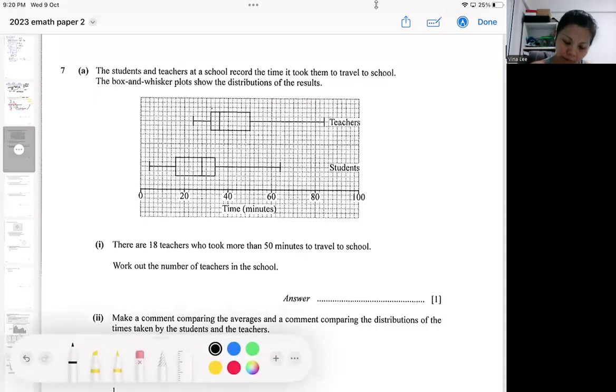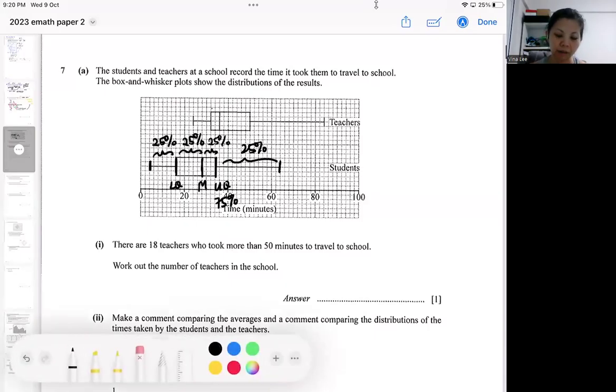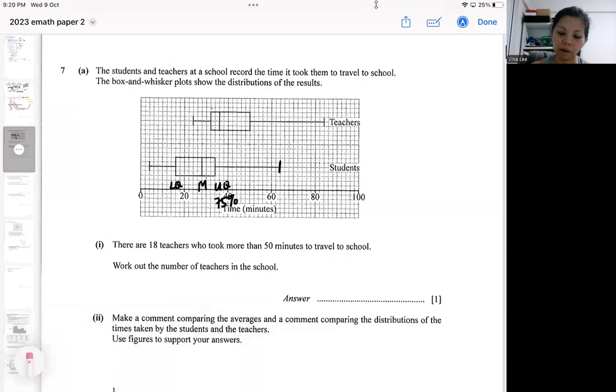Same for students. So the lower quartile, here will be 25% of the students. The median is the 50th percentile, so there's another 25%. The upper quartile, so there is another 25%. From the upper quartile, the 75th percentile, to the highest, there's another 25%. So a box and whisker has the feature of dividing the data into 25% each. That you need to know.